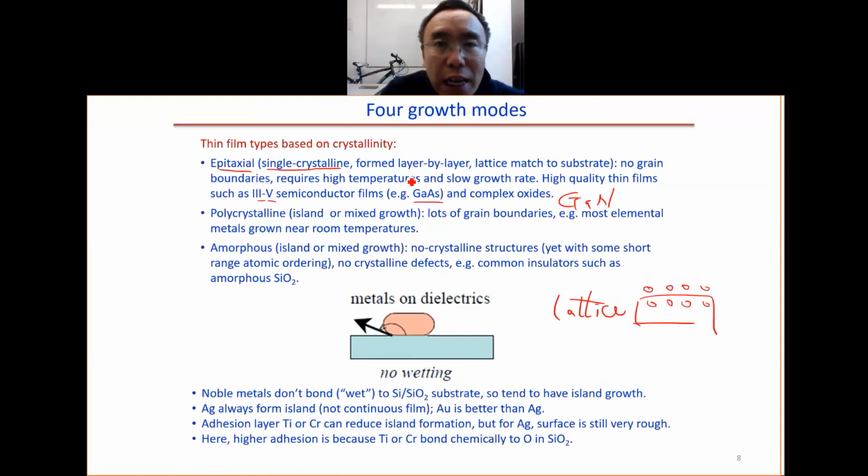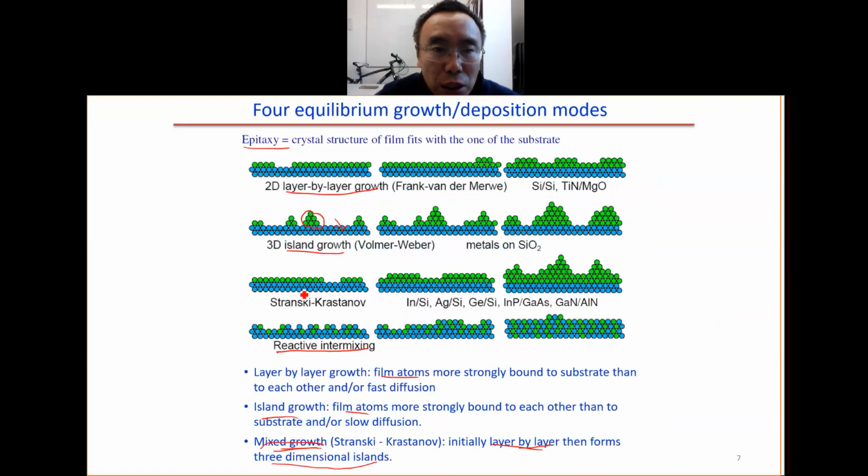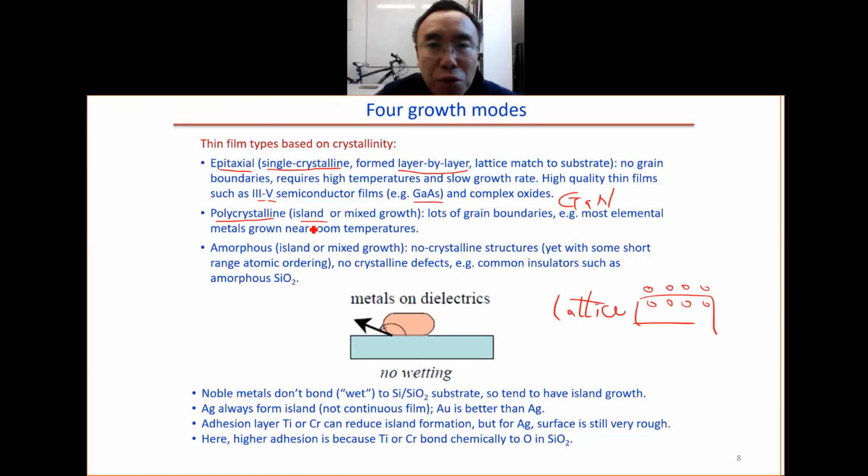This is the layer by layer growth. For polycrystal material, this is usually formed by island or mixed growth. So this one, island or mixed growth, gives a polycrystal film. For example, the deposition of elemental metals is usually polycrystal. Amorphous film is also formed by island or mixed growth. There is no crystalline structure, but there may be some short-range ordering. For example, insulators like silicon oxide are amorphous.